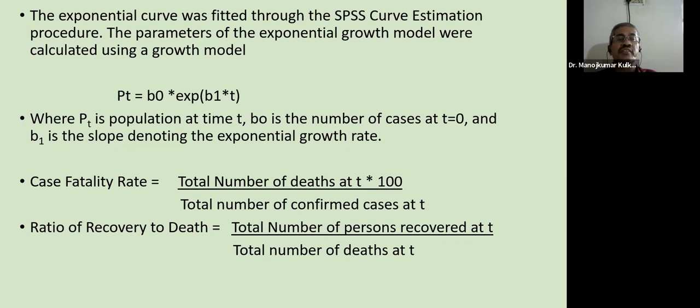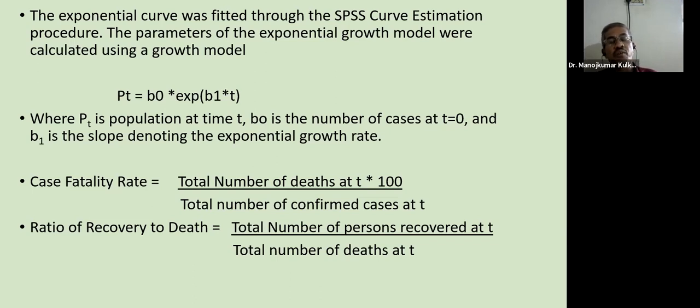Pt is the population, meaning the number of cases reported at a time, and we also computed the severity of the cases, the case fatality rate, that is the total number of deaths at time t divided by the total number of confirmed cases. At the peak of COVID cases in some regions, the case fatality rate reached 5%, that is, 5% of the cases reported deaths.